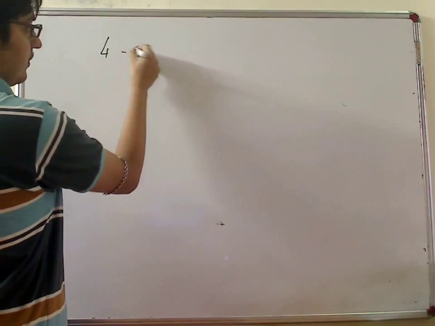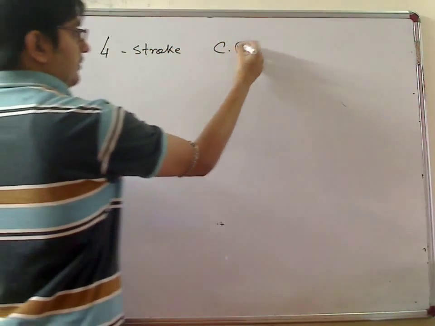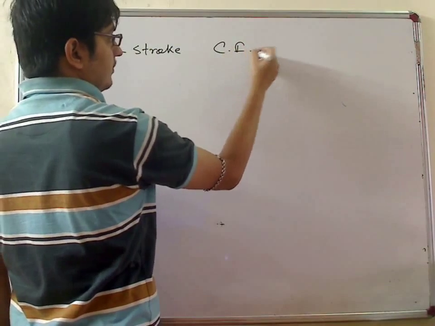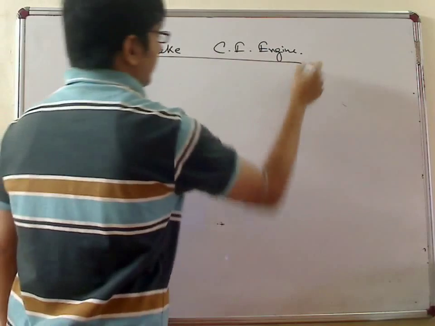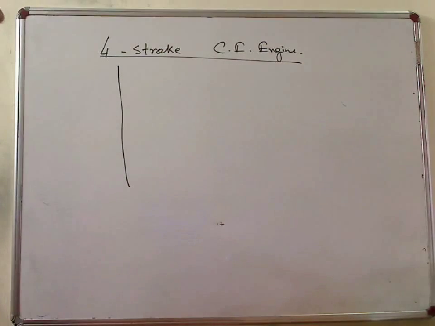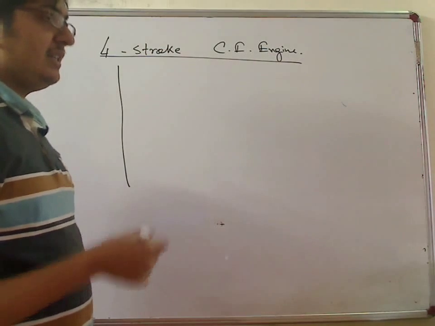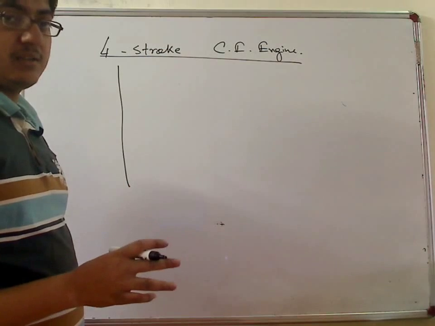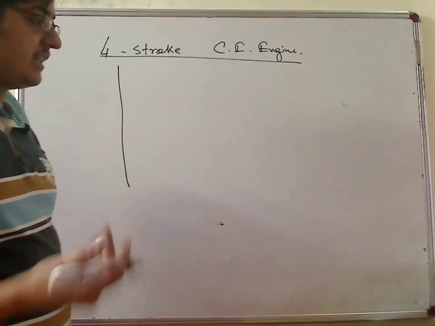Next is the CI engine. So, 4-stroke CI engine. CI stands for compression ignition. So the name suggests that in this case there is no spark plug. Okay, so how does this combustion take place?